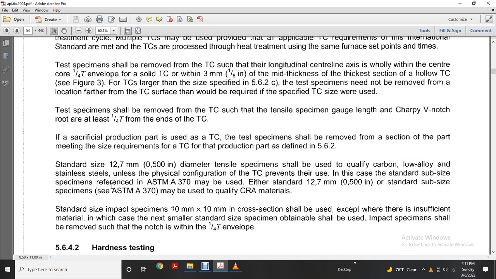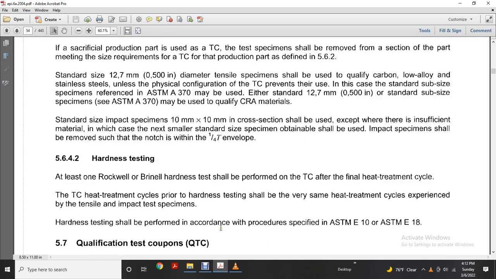A half-inch diameter tensile specimen shall be used when qualifying carbon, low alloy and stainless steel, unless the physical configuration of the test coupon prevents it, in which case the standard subsize specimen specified in ASME A370 may be used. Either the half-inch standard or subsize specimen may be used. ASME A370 may be used to qualify CRA material. Standard size impact specimens of 10mm by 10mm cross section shall be used, except when insufficient material is indicated, then the next smaller standard size specimen obtained shall be used. Impact specimens shall be removed except for the notch within a half-quarter inch of the thickness of the envelope.